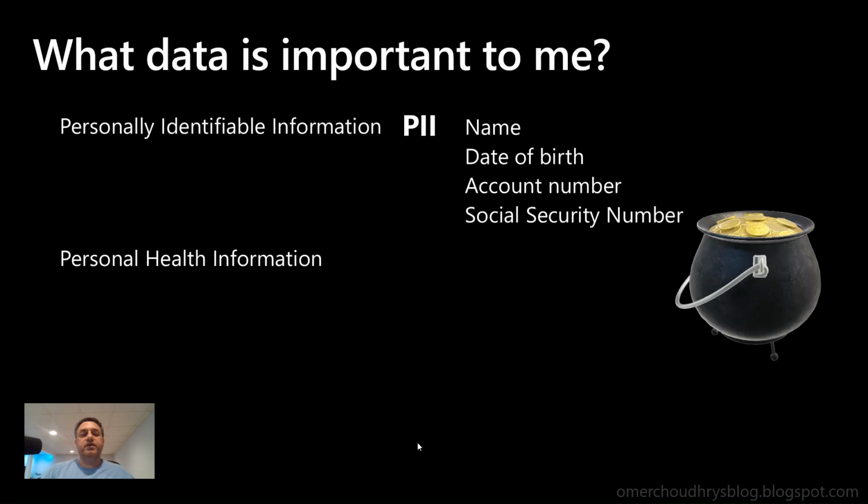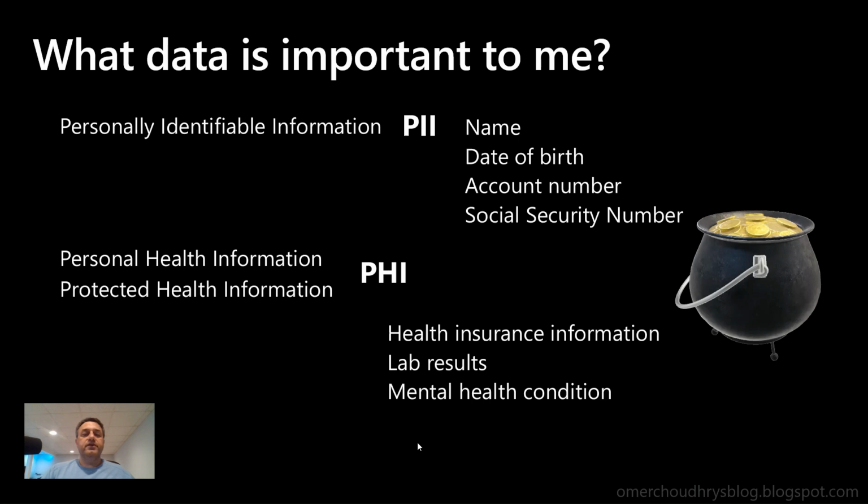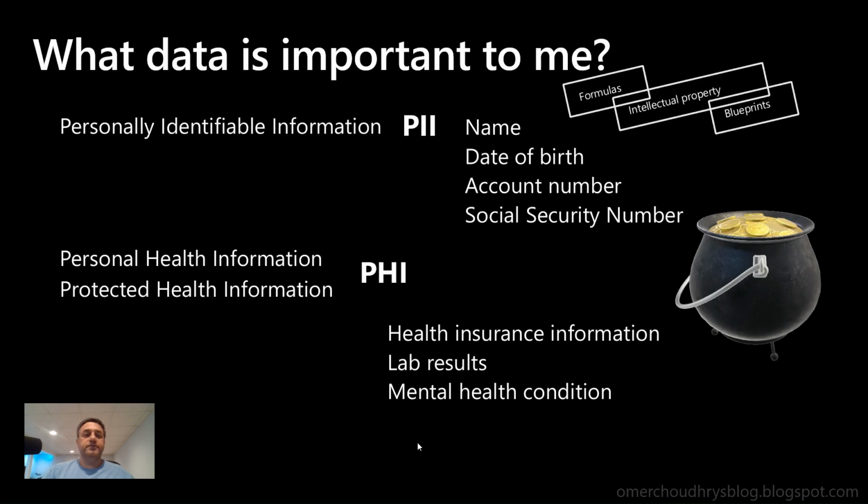Some organizations, however, have personal health information. It is usually common for healthcare providers and health insurance companies to maintain that information. Personal health information is also called protected health information. However, PHI is the common name for both. So, PHI can contain health insurance information, lab results, mental health conditions. This is where it becomes serious if it is going to the wrong hands.